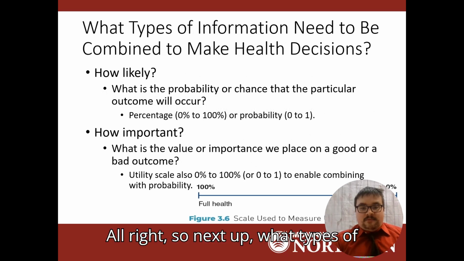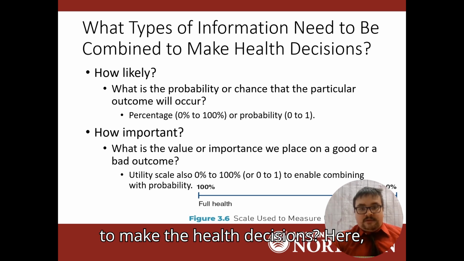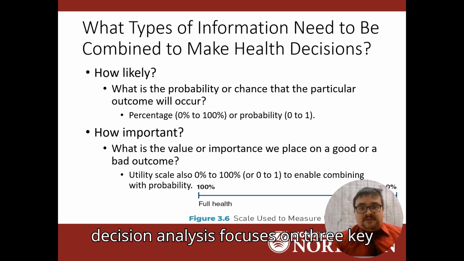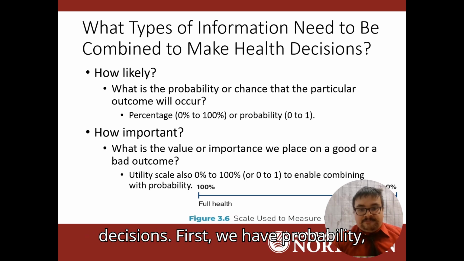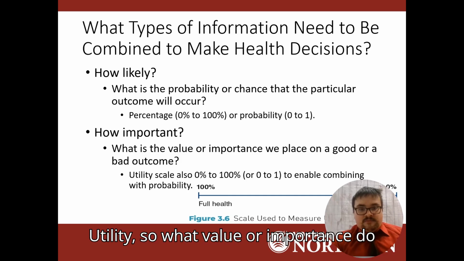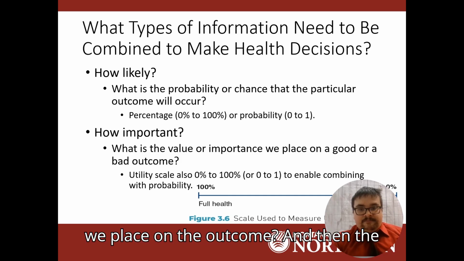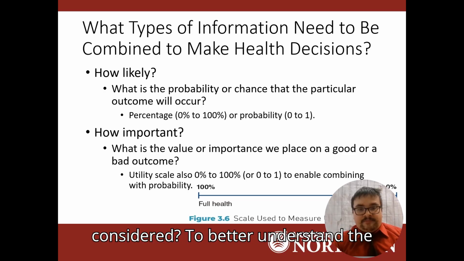All right, so next up, what types of information need to be combined in order to make health decisions? Here, decision analysis focuses on three key types of information that must be combined to make informed health decisions. First, we have probability. What is the likelihood of an outcome? Utility. What value or importance do we place on the outcome? And then time. What period of time is being considered?